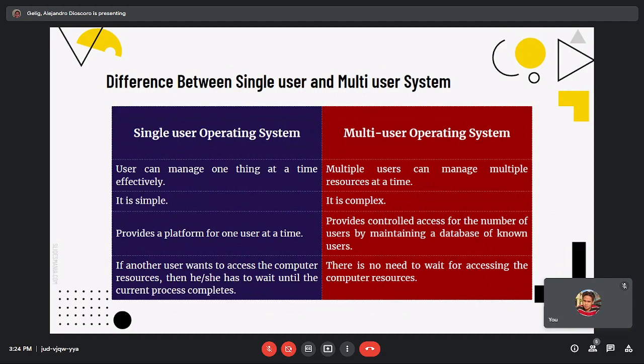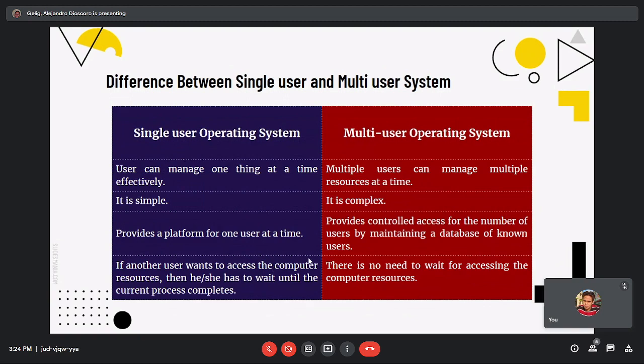If there's a multi-user operating system, then there's also what we call a single-user operating system. So now let's take a look at its differences. A single-user operating system, by the word itself, single, a user can only effectively manage a single task at a time. Compared to a multi-user operating system, multiple users can handle a variety of resources at a time. So with that, we can say that a single-user operating system is simple while a multi-user operating system is complex because it manages multiple users and multiple resources.